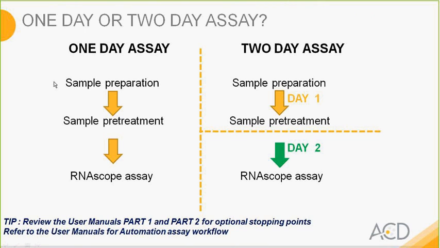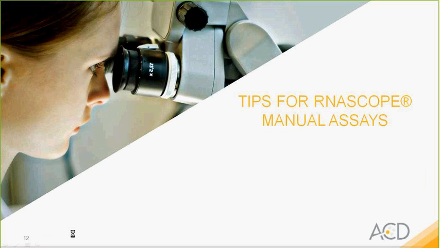In the manual assay, you can perform a 1-day or 2-day assay, and these are the steps involved in the 1-day assay, including sample preparation, pretreatment, and RNAscope assay. In the 2-day assay, you can prepare the samples, perform pretreatment, and utilize the optional stopping points, and proceed on day 2 with the RNAscope assay. For the automation assays, please refer to the user manual for the appropriate workflow.